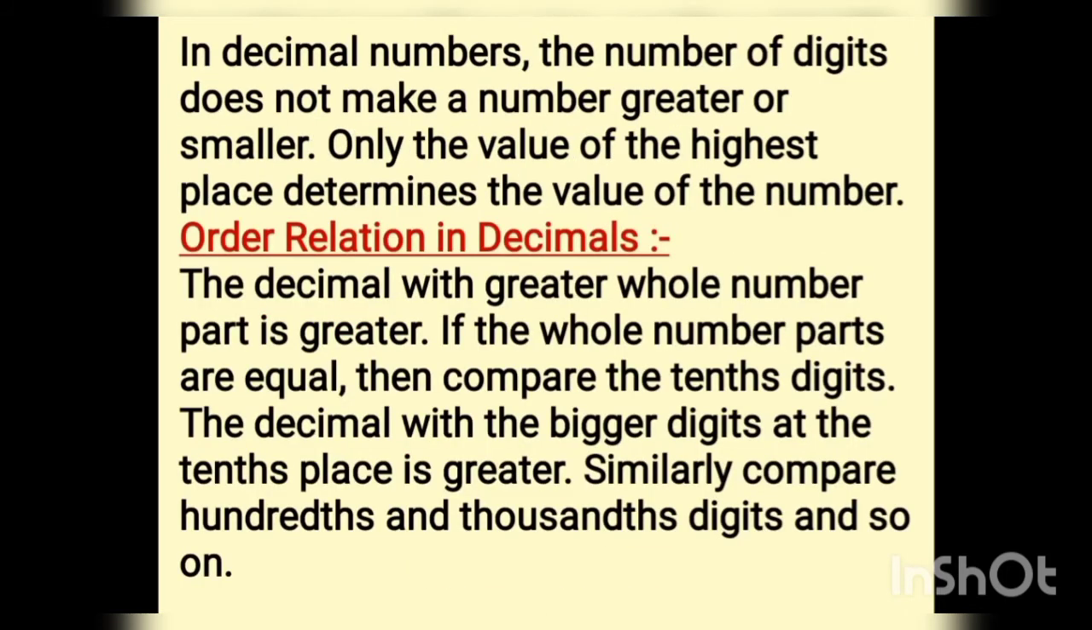In decimal numbers, the number of digits doesn't make a number greater or smaller. Only the value of the highest place determines the value of the number. Order relation in decimals. The decimal with greater whole number part is greater. If the whole number parts are equal, then compare the tens digit. The decimal with the bigger digit at the tens place is greater. Similarly, compare hundreds, then thousands digits and so on. This is a comparing method.